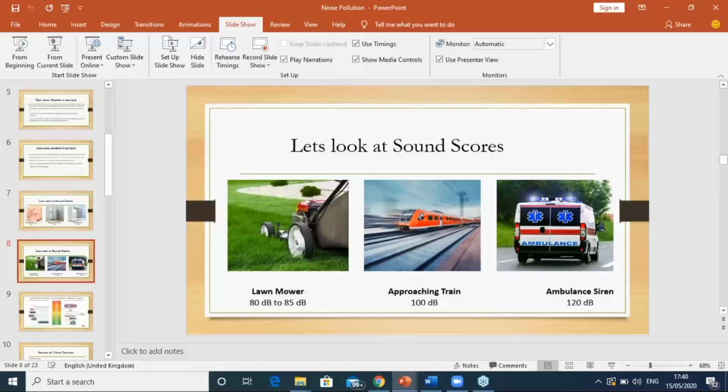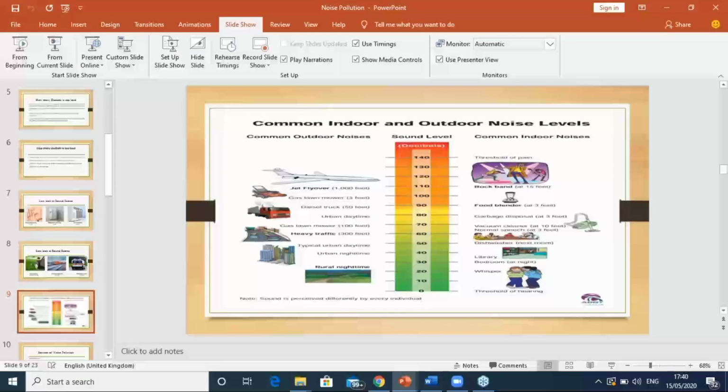Now, these are the things that we expose ourselves to in the environment on a daily basis. So imagine continuous or consistent exposure to all this. You should know the extent to which this could affect you if you continuously expose yourself to it. Now look at this: common indoor and outdoor noise levels.